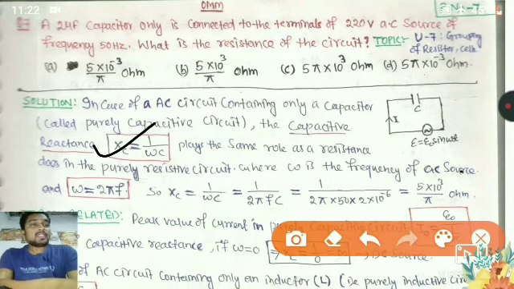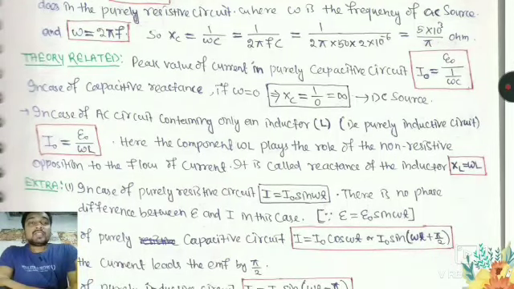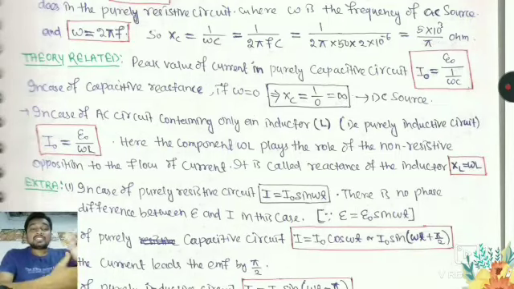Okay, what is the theory related to this? I have told you earlier, peak value of current in purely capacitive circuit is I naught equal to peak value of EMF epsilon naught by 1 by omega c. We know that I equal to V by R, where V is epsilon naught, the EMF, and R is the reactance 1 by omega c. That is, if we put omega equal to 0, then Xc reactance is infinite. This is the case of DC source.